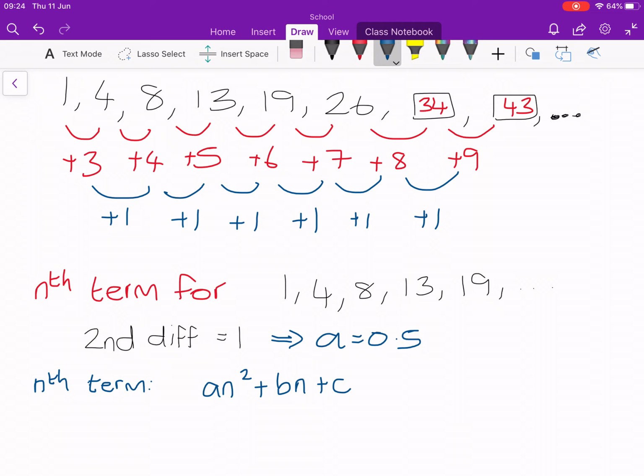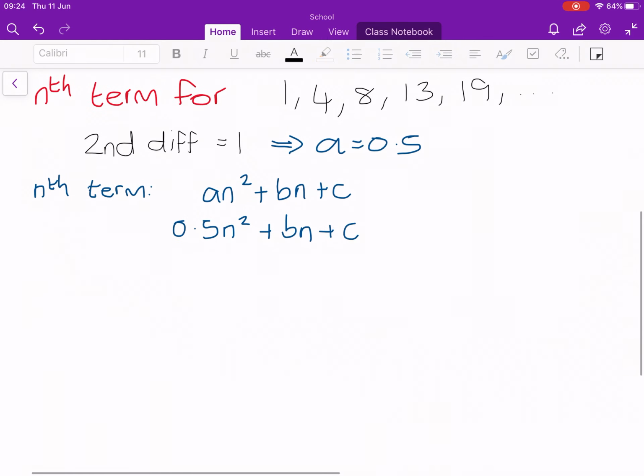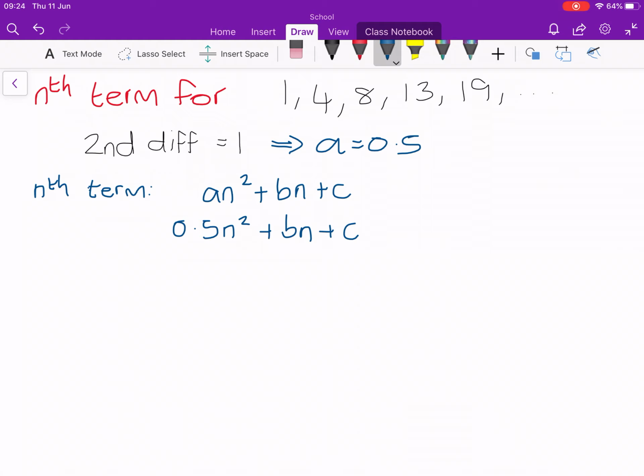Okay, so now we know the nth term is 0.5n squared plus bn plus c. That's the first part of it. We don't know what b is, we don't know what c is, but we'll work that out in due course. The second thing you do is write out the original sequence: 1, 4, 8, 13 and 19. So that's our original sequence.